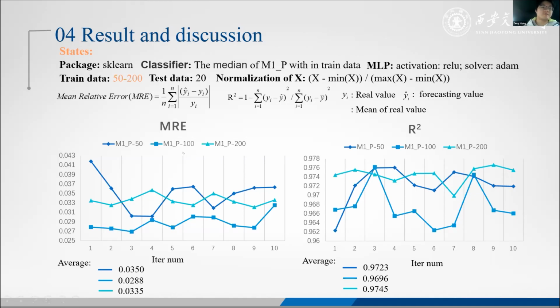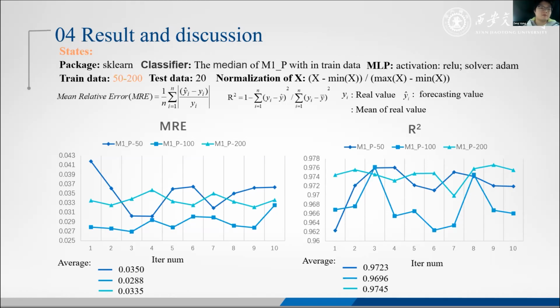Through the classification and training, the results are shown in this picture also. It can be seen that with the increase of the amount of data, the relative fluctuation of the average relative error becomes smaller. In the relative error, you can see that as the data scale increases, the mean error decreases.